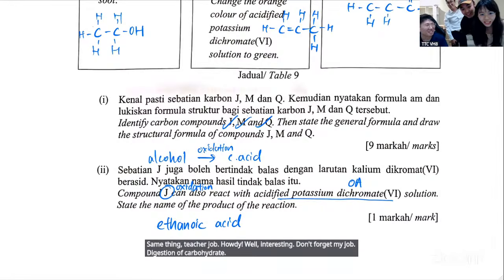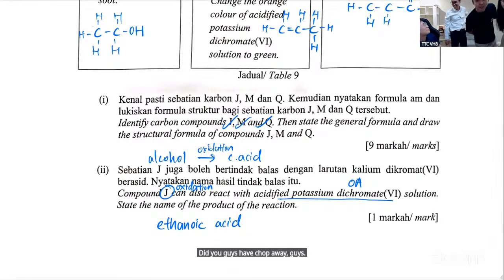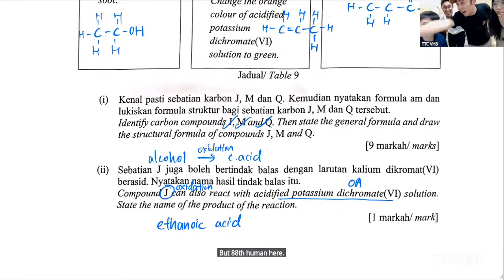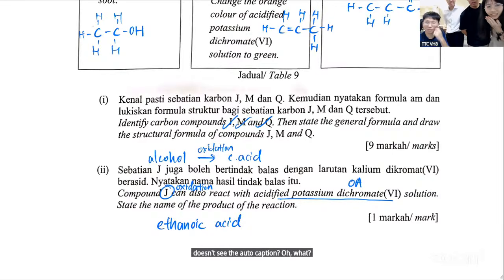Teacher still has 12 extra classes. Better wake up. Got 88 humans here. Why are you all so... It's the auto caption. Oh, it's not accurate.